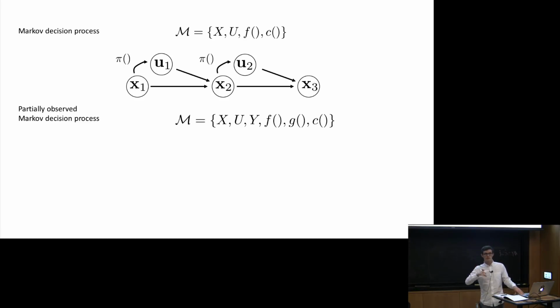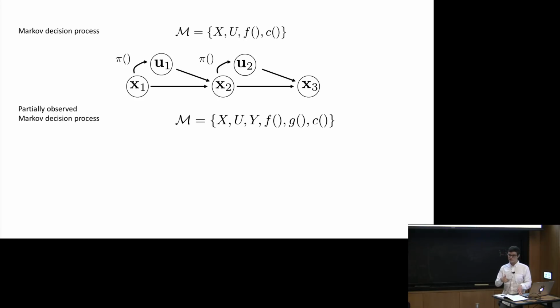For a partially observed Markov decision process, they're called POMDPs, we have a big difference. The big difference is that we don't get to directly observe our state. I've written it here as y, which is our observation space, and then g, so y equals g of x. We can call it our observation function, which is dependent on the state, but it's what we can actually see.